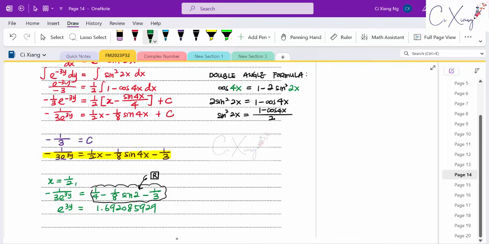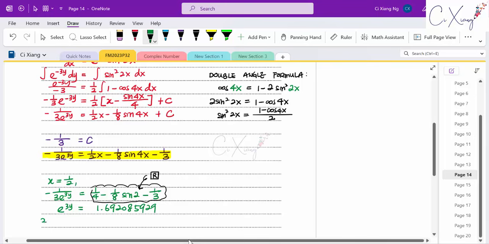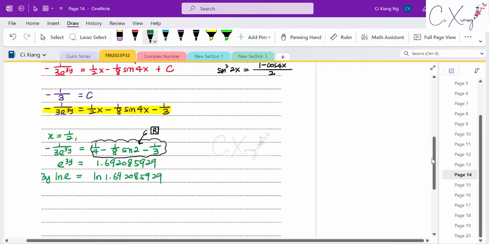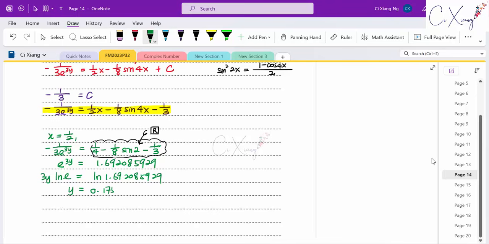1.69208529. Okay, to get the value of y, I need to take ln for both sides. So after you take the ln, you can bring the power in front. So ln 1.69208529. Okay, continue further with the help of the calculator, and simplify everything. You will get 0.1753206817. But of course, we won't keep our answer so long. We want to cut it short, correct to 3 significant figures. And the value of y should be 0.175.